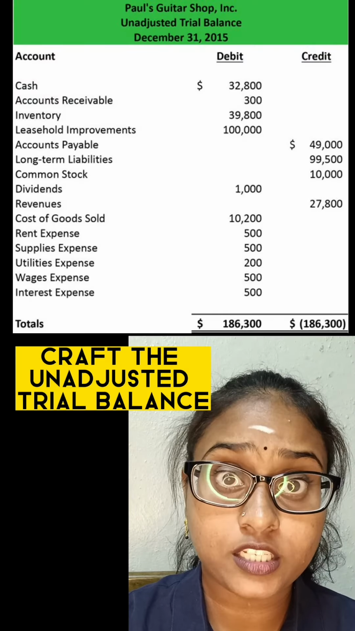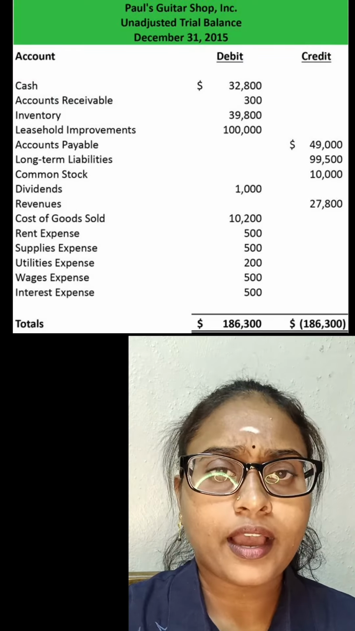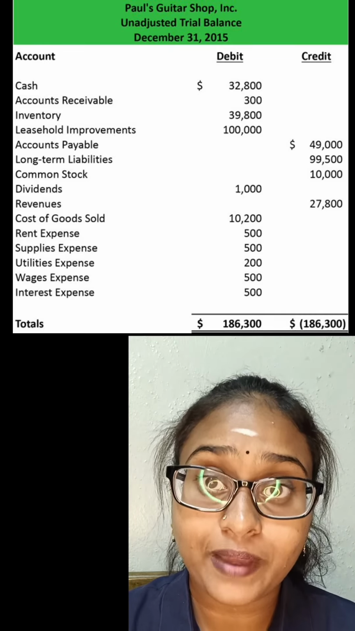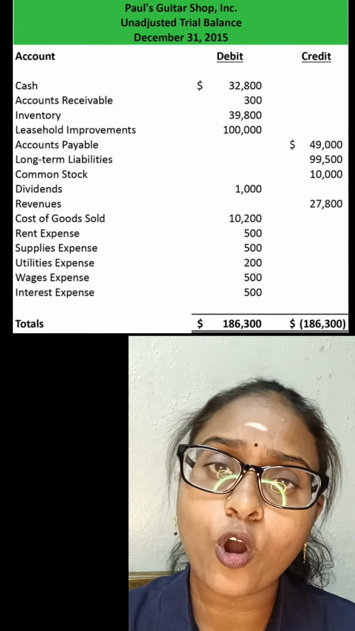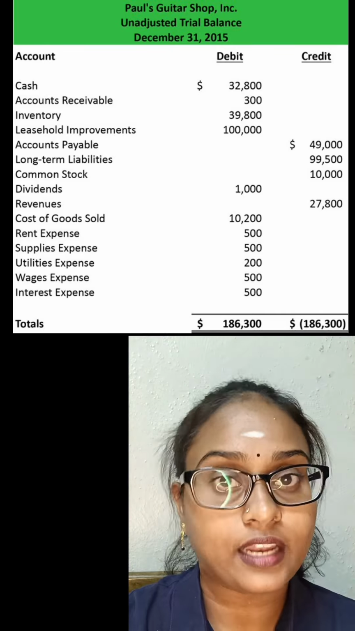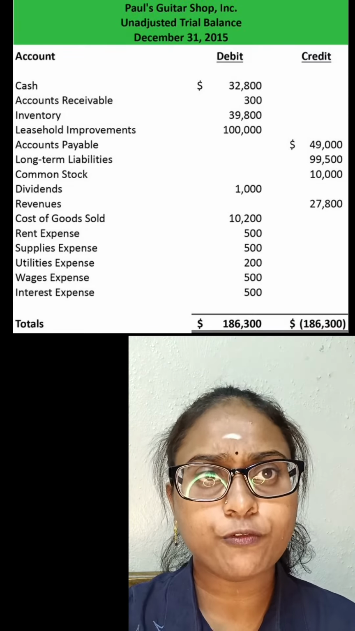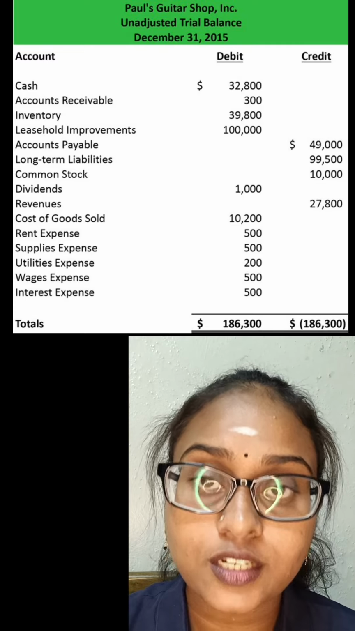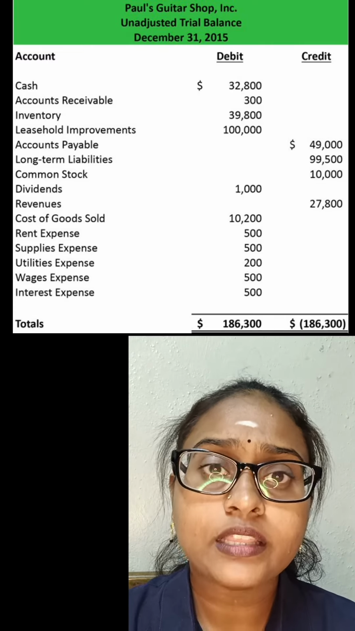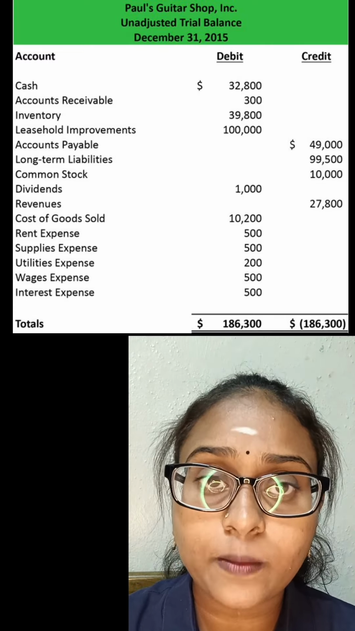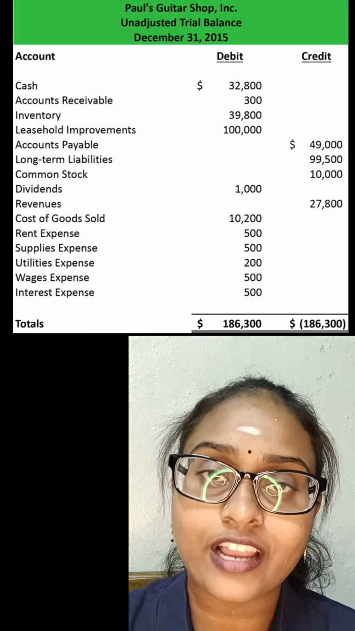Besides, the fourth process is craft the unadjusted trial balance. An unadjusted trial balance is a listing of all the business accounts that are going to appear on the financial statement before year-end adjusting journal entries are made. That is why this trial balance is called unadjusted.